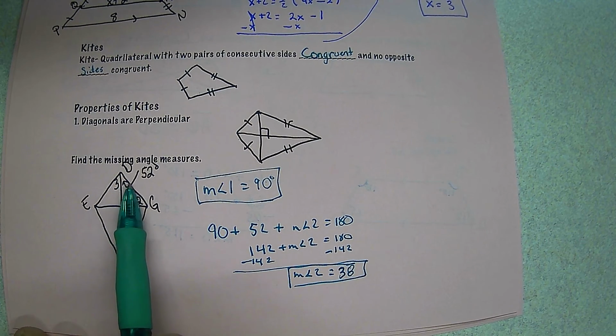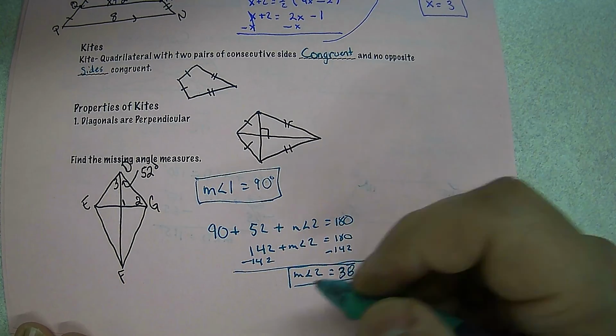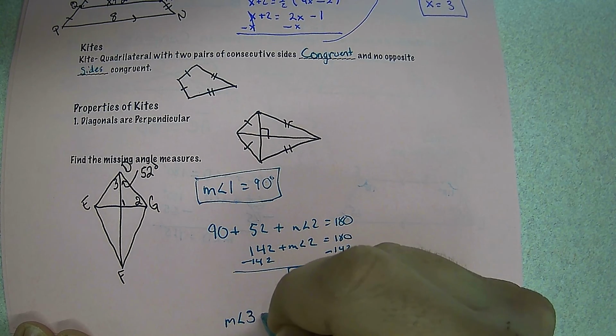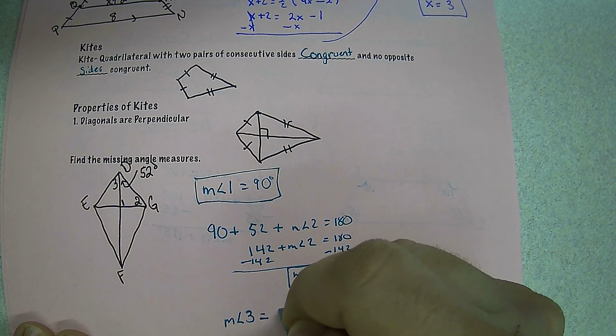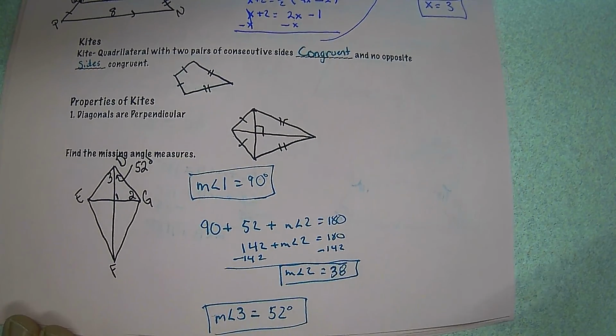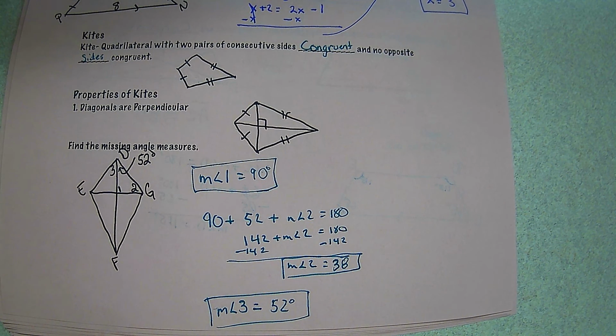Now the measure of angle 3, because they're going to be the same triangle or the same shape, and this bisects it right here, this is all the measure of angle 3 is also going to be 52 degrees. And those are the types of problems that you're going to see with kites.